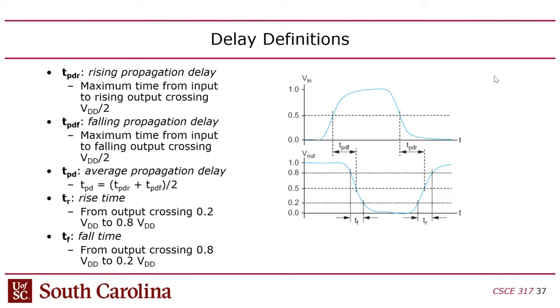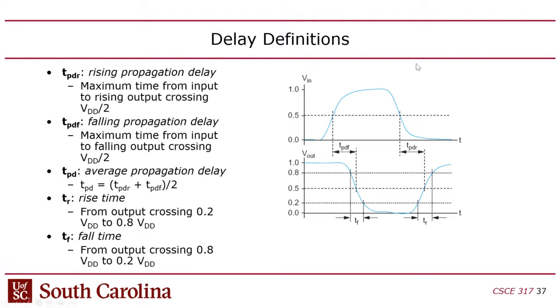So there's the propagation delay. If you have your input and your output, the propagation delay is measured from the time the input crosses the halfway point to the time that the output corresponding to that input crosses its halfway point. In the case of an inverter, we want to measure the time from halfway up from 0 to 1 on the input to halfway down from 1 to 0 on the output. And that's the falling propagation delay.